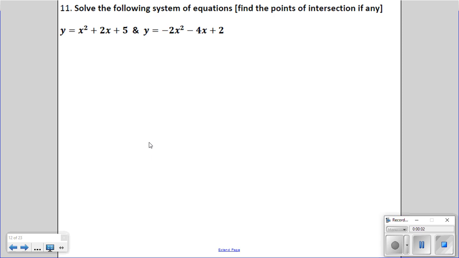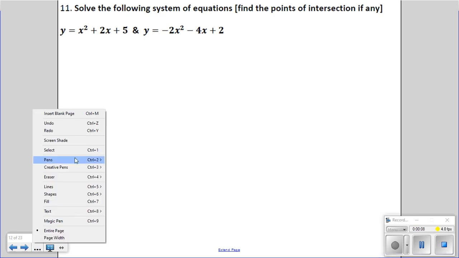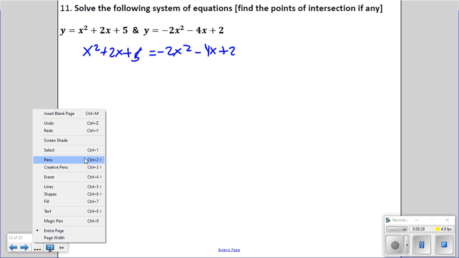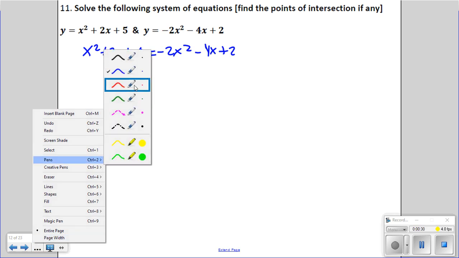All right, here's a blast from the past: solving quad systems. Again, to solve quad systems, if they're both equal to y, we can set them equal to each other, which they are. So that means x squared plus 2x plus 5 is equal to negative 2x squared minus 4x plus 2. Since it's quadratic, you've got to get everything to one side.